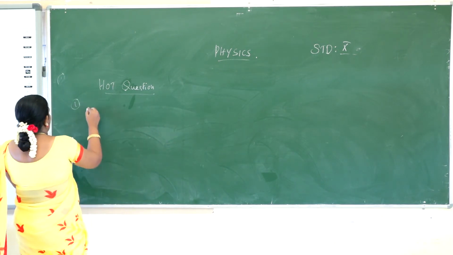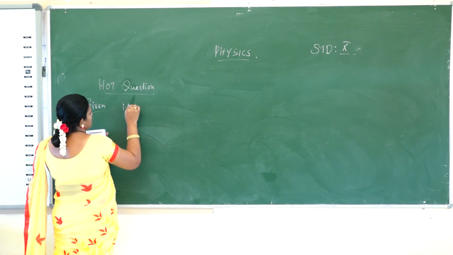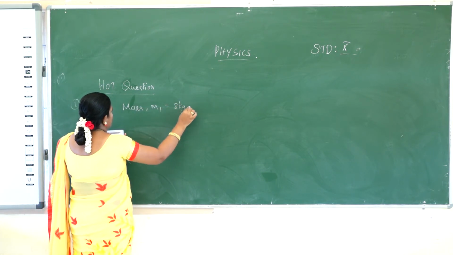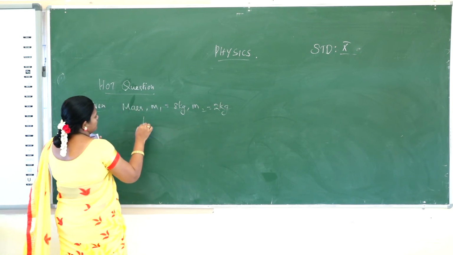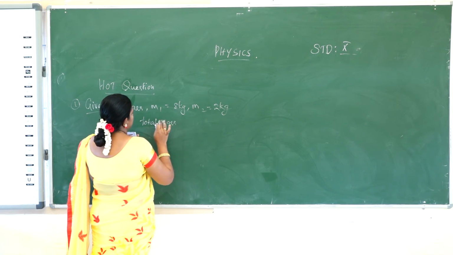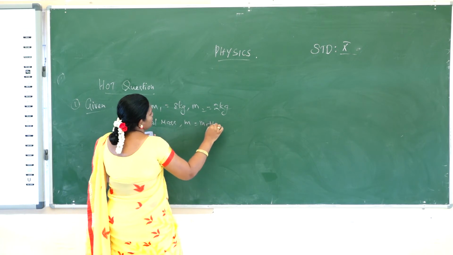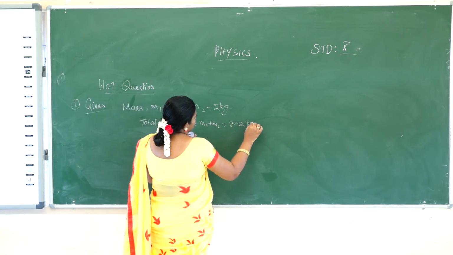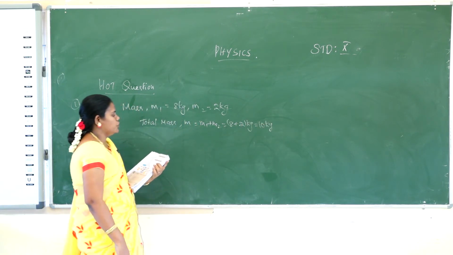What are the given values? Mass M1 is equal to 8 kg. Mass M2 is equal to 2 kg. So total mass M is equal to M1 plus M2. So 8 plus 2 kg. 8 plus 2 kg is equal to 10 kg. Okay ma? This is the total mass.